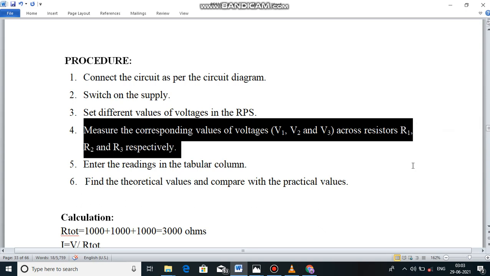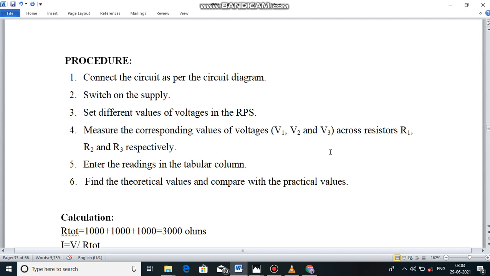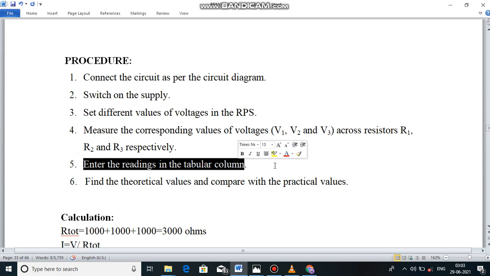As we know, 3 voltmeters are being connected across each resistor. Here we have 3 resistors and across them we have connected voltmeters. So you have to measure the voltage drops, note down the values shown in these voltmeters, and then enter the readings in the tabular column. This is what you have to do practically.